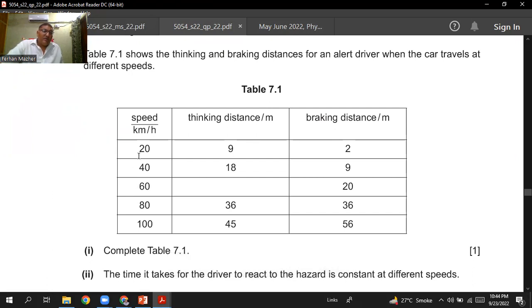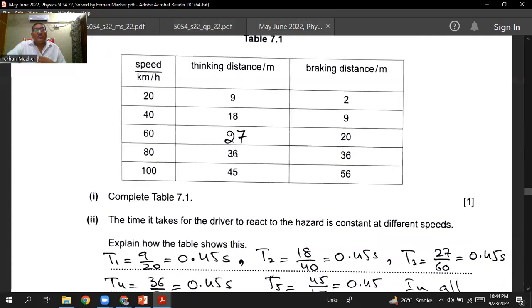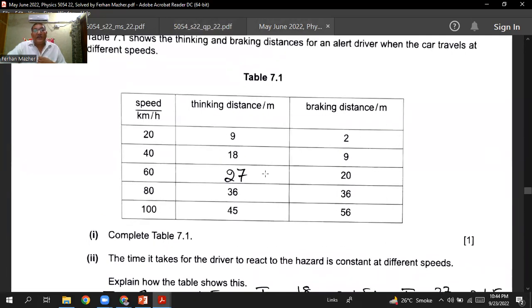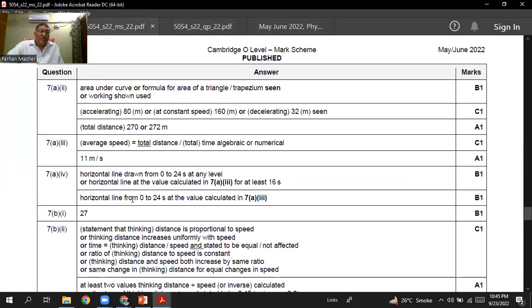When you give an increment of 20 in speed, there's an increment of 9 in thinking distance, here again an increment of 9. So if I add 9 to 18, it will be 27. So I'll write here 27. When 20 is added to speed each time, 9 is added to thinking distance each time. Very simple. Okay, so this is the answer.